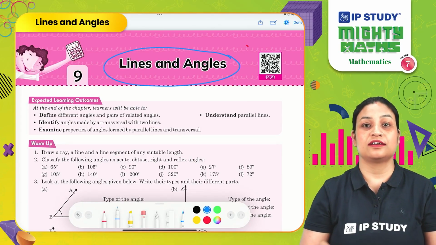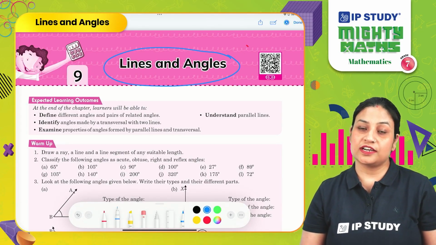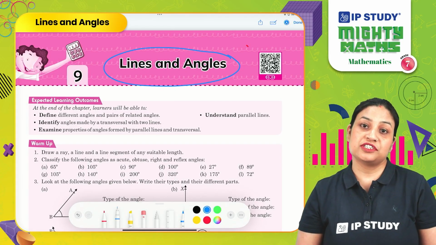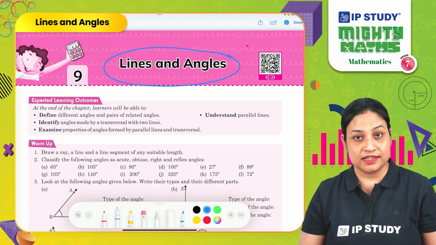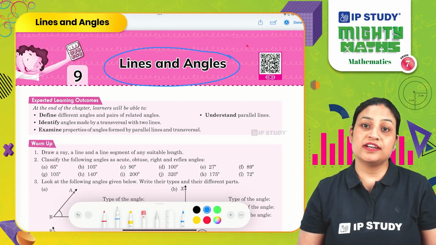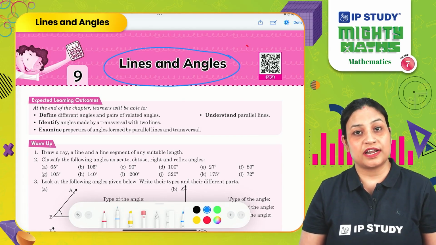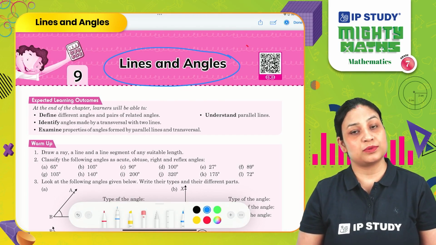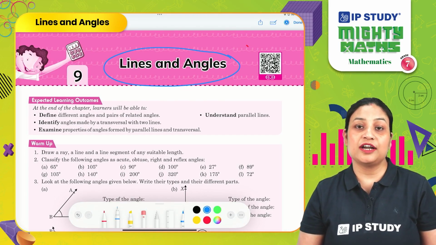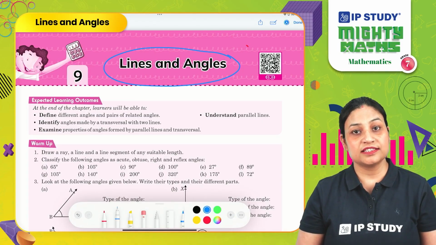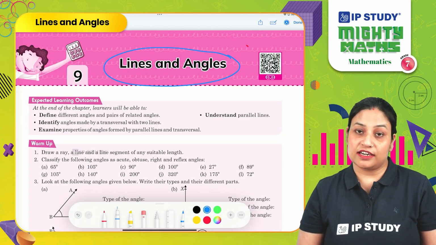Today I am going to take chapter number 9 of grade 7 and the name of the chapter is Lines and Angles. So dear students, without wasting our time, let's see what are the topics that we are going to cover in this video. First of all, we will see the definition of angles. Then we will study about pairs of related angles. Next, we will discuss parallel and transversal lines. Thereafter, we will discuss the angles formed by a transversal with parallel lines, and towards the end of the session, we will be discussing the properties of the angles that are formed by parallel lines and a transversal. So let's start the lesson.